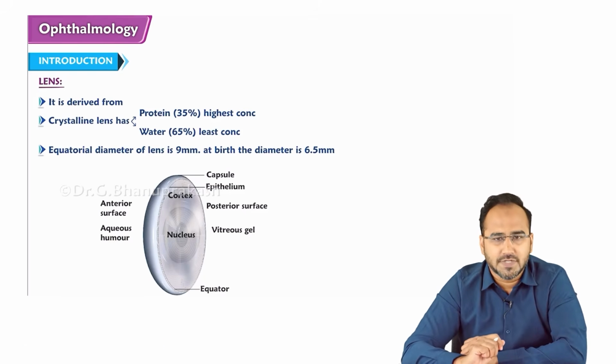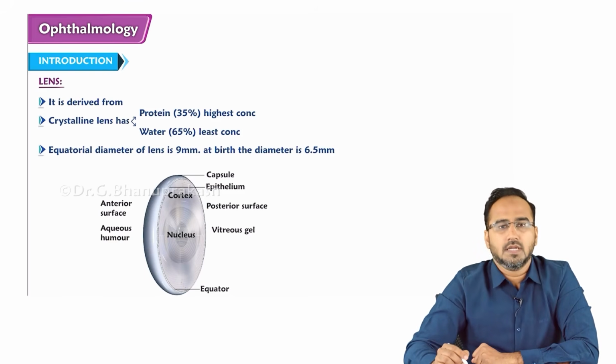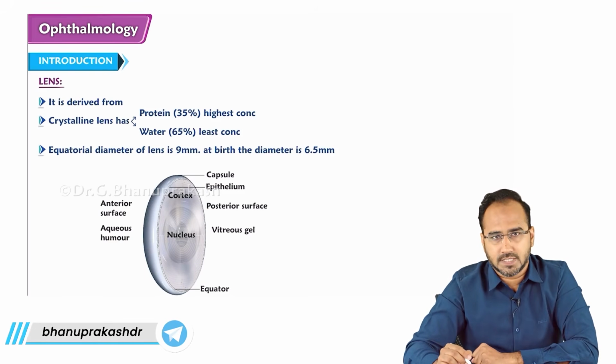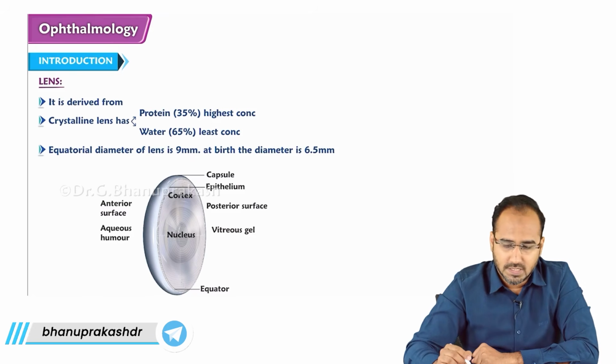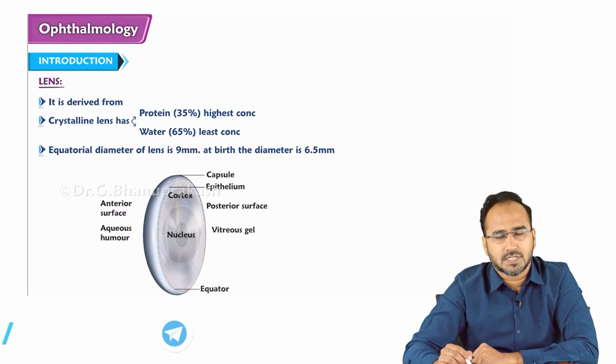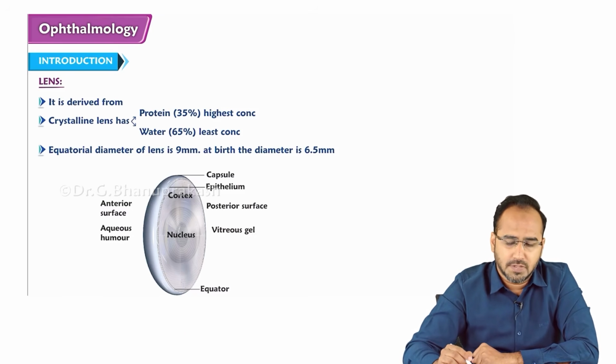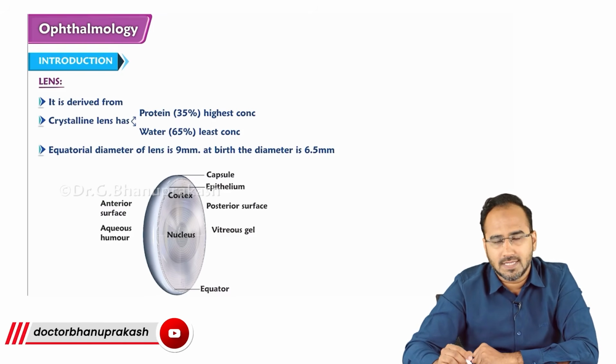Now coming to the next structure. So guys, let us start with this topic of lens. Regarding lens, we'll first start with the derivation. From which embryonic structure is the lens derived? I told you guys, lens, conjunctiva, cornea, CCL.